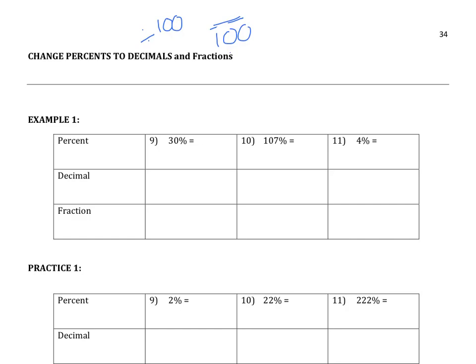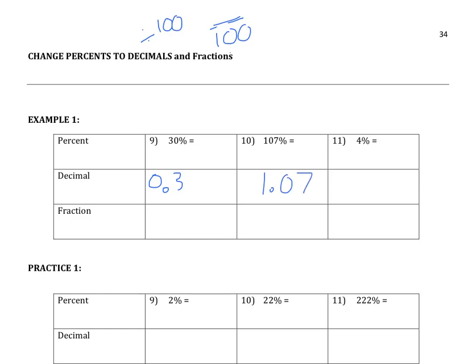Okay? So to convert 30% to a decimal, just do 30 divided by 100. Again, because percentages are out of 100. So divide by 100 and you'll get 0.3. Okay, next one, 107 divided by 100 will give you 1.07.